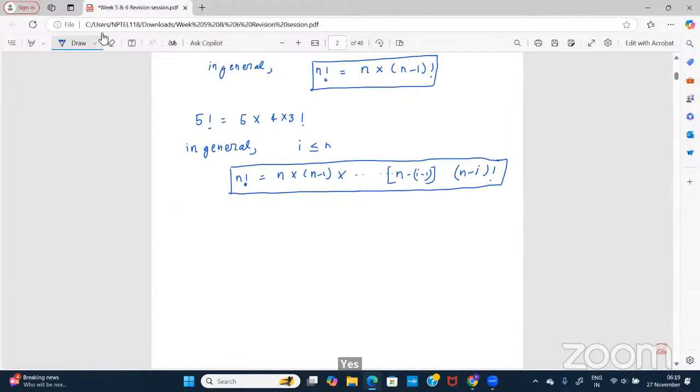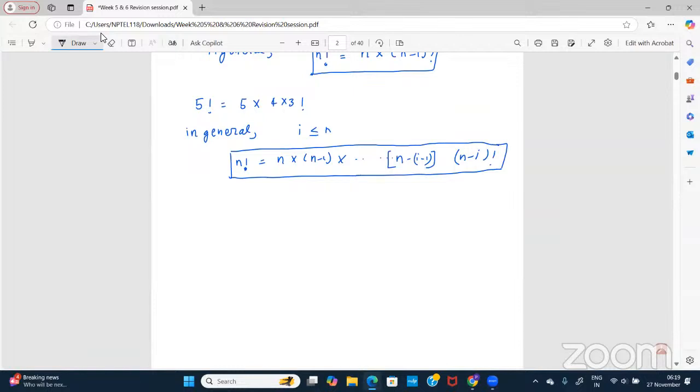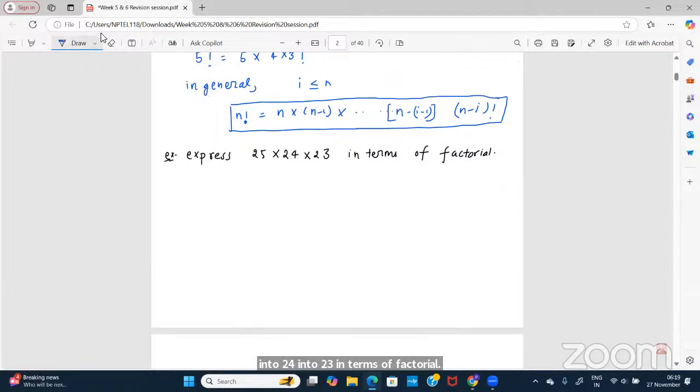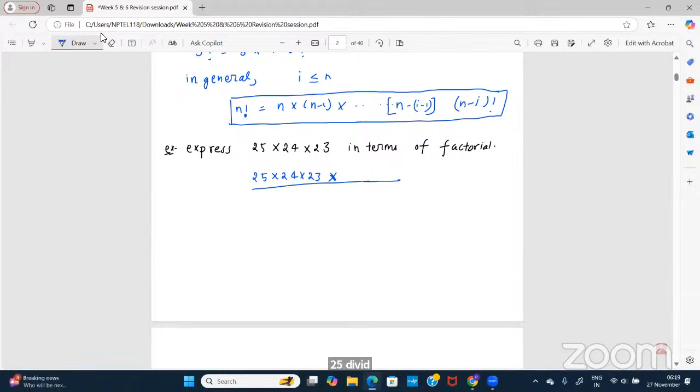Okay. So now suppose you are given a question where you have to express 25 into 24 into 23 in terms of factorial. So how can we write it? So we can write it like 25 into 24 factorial upon 2 factorial. No, no, no. By 22 factorial. So 25 divided by 22 factorial. You can do manipulations according to you.